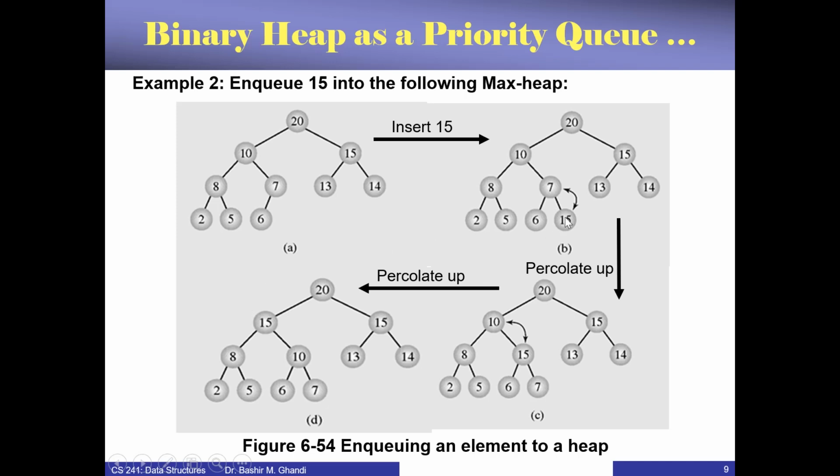After inserting it here, we calculate it to come here, and then we calculate it to come here, and that is where it ended up. So in the worst case, we only have to do it h times. This calculate up process in the worst case must be repeated h times, where h is the height of the tree. Here the height of this tree is 1, 2, 3, 4. So you will not do more than 4 calculate ups to reach the correct place.